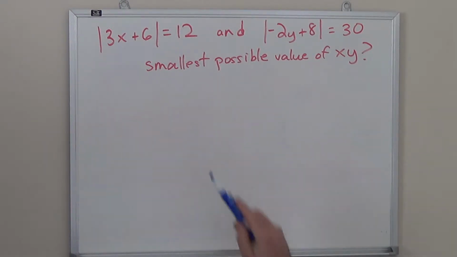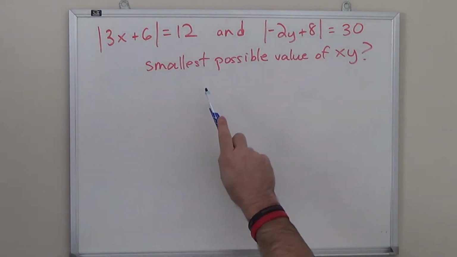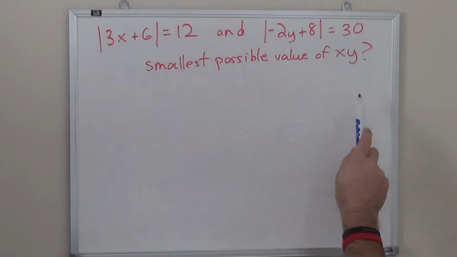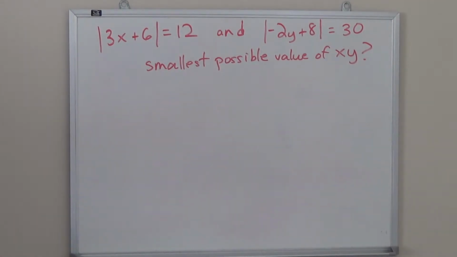We have the absolute value of 3x plus 6 is equal to 12, and the absolute value of negative 2y plus 8 is equal to 30. They want to know what the smallest possible value of x times y is. So, a little bit going on here. Let's see what we can do with it. Let's pause the video, make sense of it. We'll come back and make sense of it together.